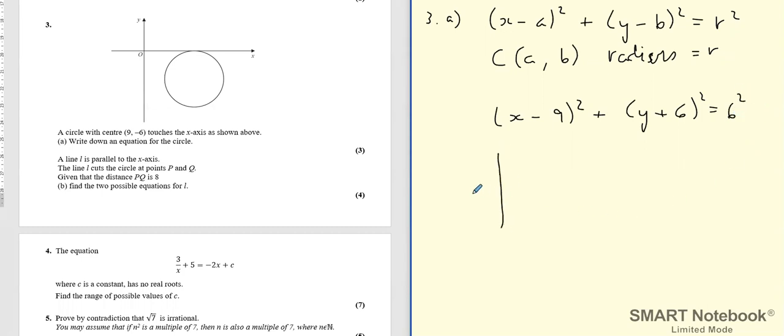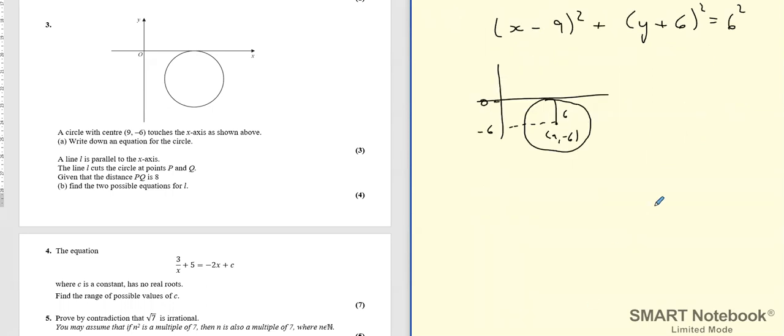I'm just going to demonstrate that. Let's say this is the center, this is (9, -6). We know the distance from here to the x-axis must be 6 because the height here is -6 and the height here is 0. And that's what tells me the radius equals 6, so therefore we have got 6 squared on the right-hand side.